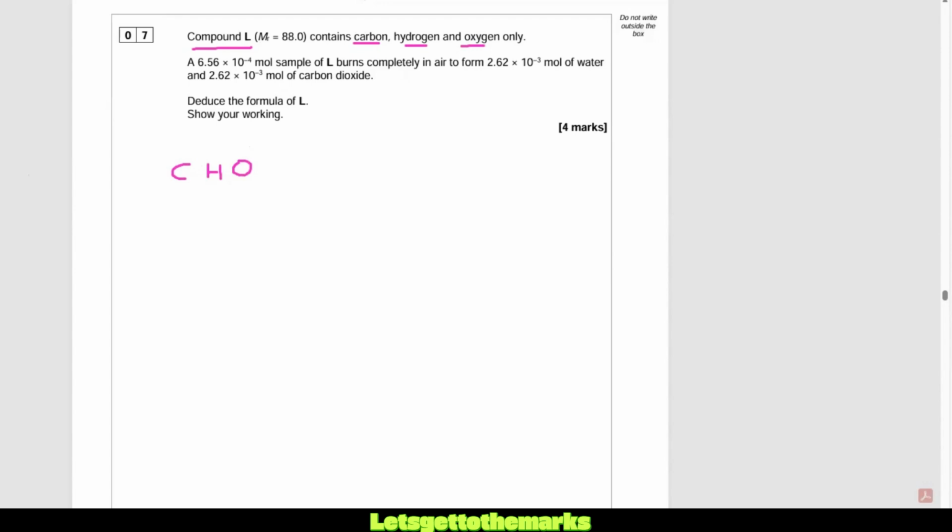Okay, so we know that compound L contains C, H, and O. I'm going to write that in black because the pink's a bit weird showing up sometimes. CHO, carbon, hydrogen, and oxygen. We don't know how much carbon, hydrogen, and oxygen. Obviously, that's what we've got to work out. We do know that it forms H2O, and we get 2.62 times 10 to the minus 3, the exact same amount of moles of carbon dioxide.